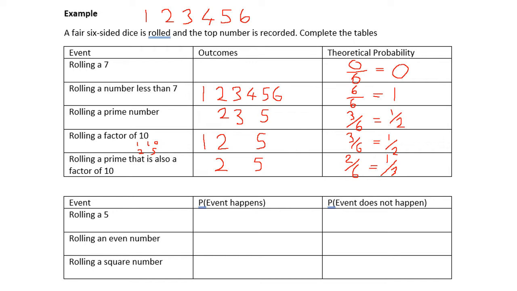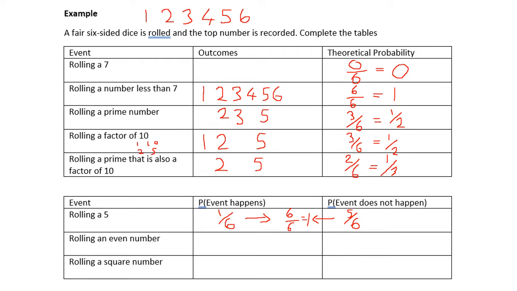Now if we do the same with a couple of other events here, I just want to compare something. We've got the event rolling a 5. The probability that actually happens is 1 out of 6, because there's only one 5 on a dice. The probability it does not happen, well, there's 1, 2, 3, 4 and 6, so it's a 5 out of 6 chance that it doesn't happen. If we add those two together, we get 6 out of 6, or 1.